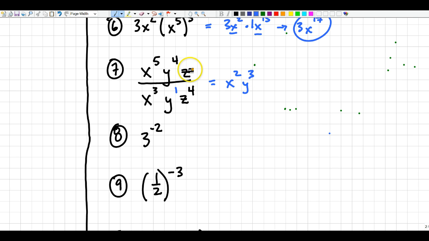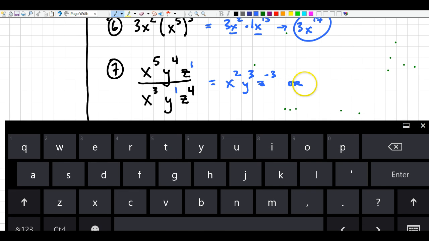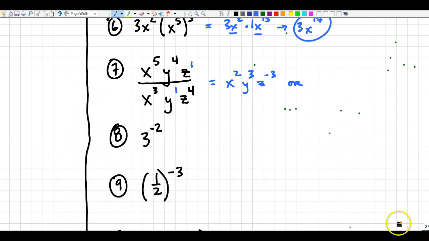And then be careful here on the z's. I've got 1 on the top and 4 on the bottom. That's going to leave me with z to the negative 3 when I subtract. Or you can write the z on the bottom. So we could say x squared, y to the 3rd, and I could leave the z on the bottom, because one of them cancels on the top with one of the ones on the bottom, leaving me 3 more on the bottom. So I'd accept either answer there.